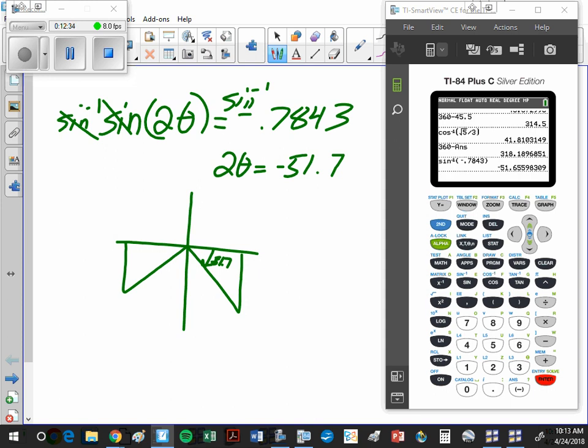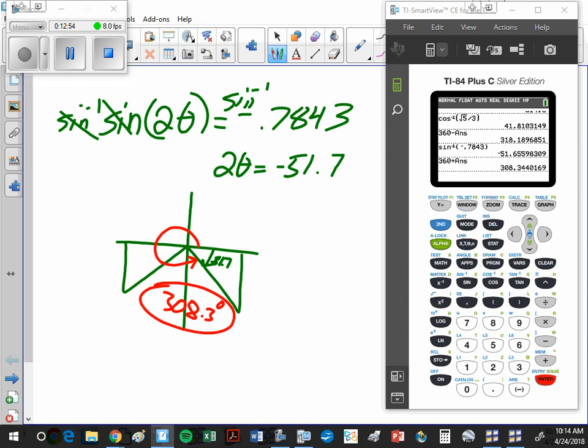So we'll say 360 plus the answer is 308. So this angle is 308.3 degrees. So now this is equal to 2 theta. So now I divide it by 2, and I get 154.17.